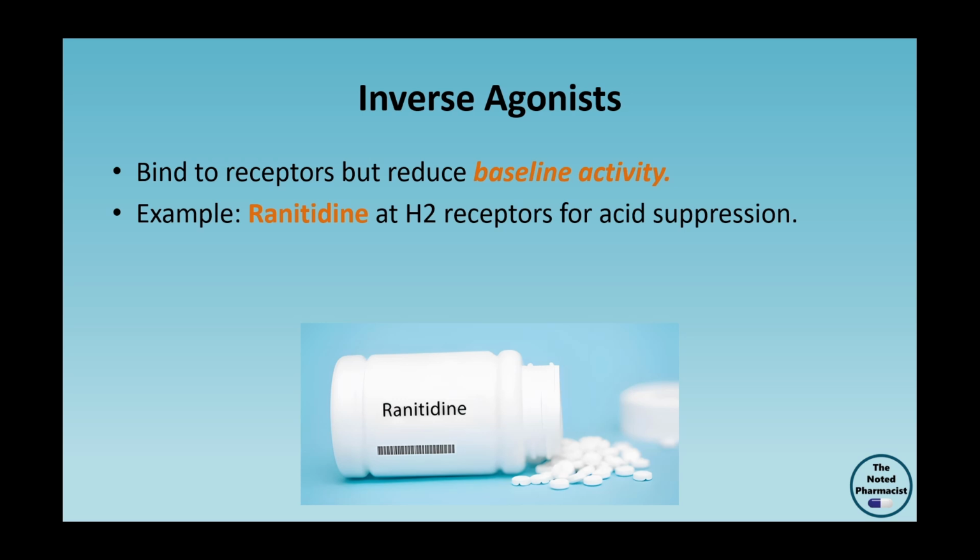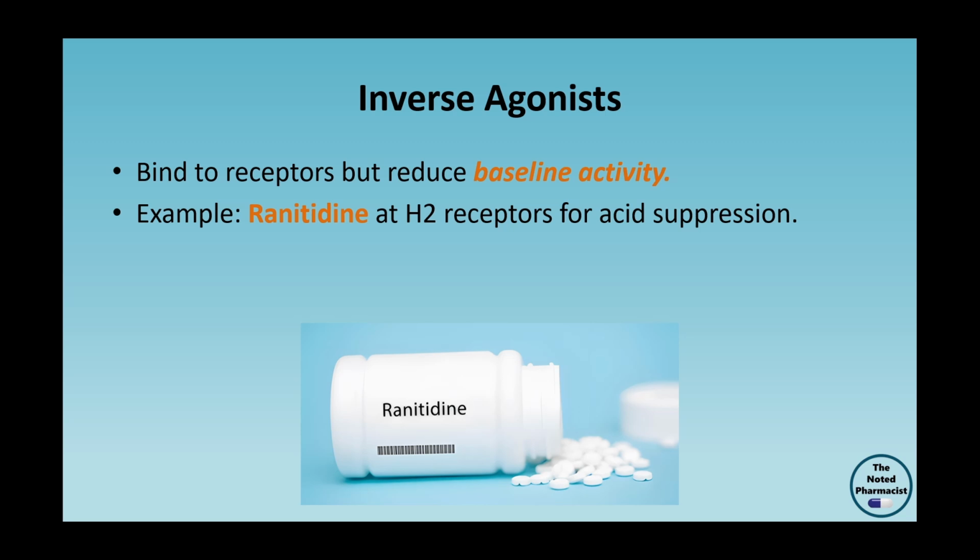Inverse agonists are drugs that bind to the same receptor as agonists but produce the opposite effect, reducing the receptor's baseline activity. You might be wondering, what is the difference between an inverse agonist and an antagonist? An inverse agonist reduces a receptor's baseline or constitutive activity, while an antagonist only blocks the receptor from being activated by agonists without altering its intrinsic activity level.